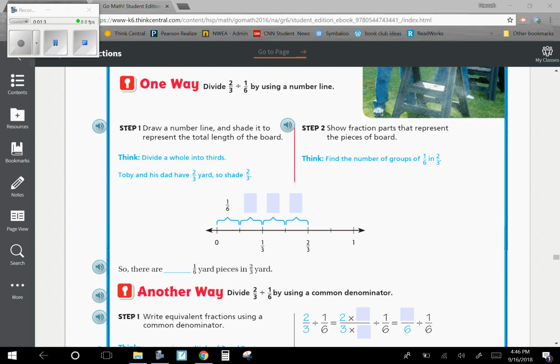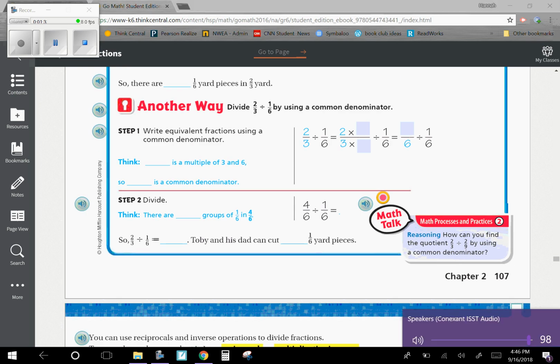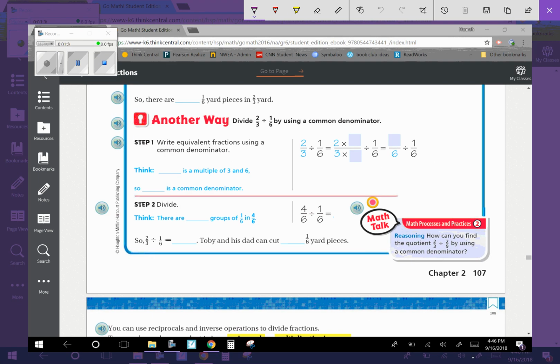Another way that we could do that is to divide 2/3 by 1/6 by using common denominator. So step 1 is to write the equivalent fractions using a common denominator. So we are going to think 6 is a multiple of both 3 and 6, so 6 is a common denominator. So I can turn 2/3 into something with a 6 as a denominator. So to do that, I need to take the 2 times 2 and the 3 times 2 so that I get this to equal 6. And then divided by 1/6. So then when I take 2 times 2, that ends up being 4. 4/6 divided by 1/6.